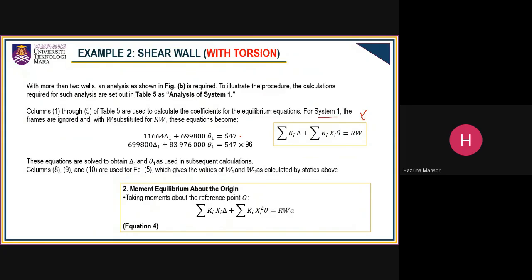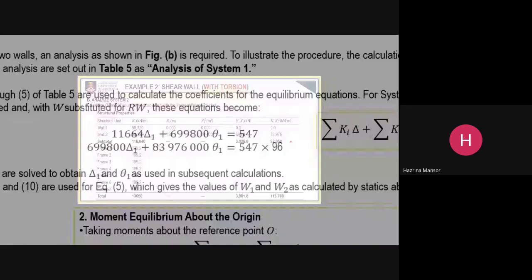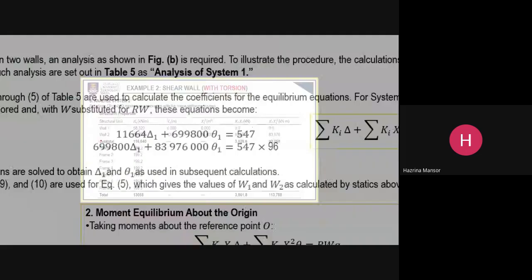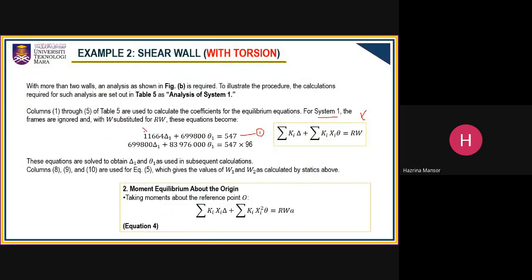So in this case, first you need to calculate in this equation, because in this example, your Ki value is already given. Okay, your Ki value is given as 58302 kilonewton per meter. So the total wall stiffness for your structure is given as 116640, which is the total of wall 1 and wall 2. You get 116640. So here, therefore, you get 11664, which is the total summation of your Ki and data 1.